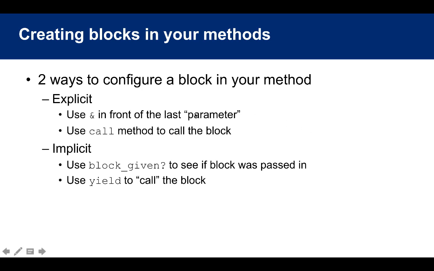For the explicit one, you use the ampersand in front of the last parameter, and then you use the call method to actually call the block. It's explicit. With the implicit version, you have a block_given? method that Ruby lets you test if a block was passed in to a method or not, and then you yield to call the block. You don't actually call it explicitly, you just yield control to that block.